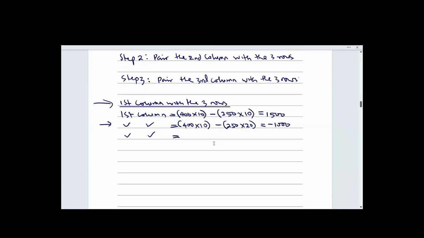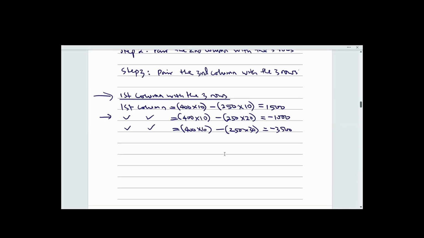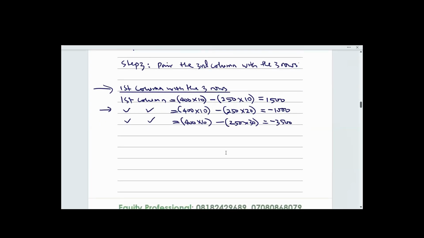Now, for the third row, again, customer demanded for 10 boxes of apple. The company has already bought 30 boxes of apple. Therefore, 250 multiplied by 30. 4,000 minus 7,500. That's minus 3,500. There is a loss of 3,500 because the company bought 7,500 naira apple, but customer only demanded for 4,000. So there is a loss of 3,500.